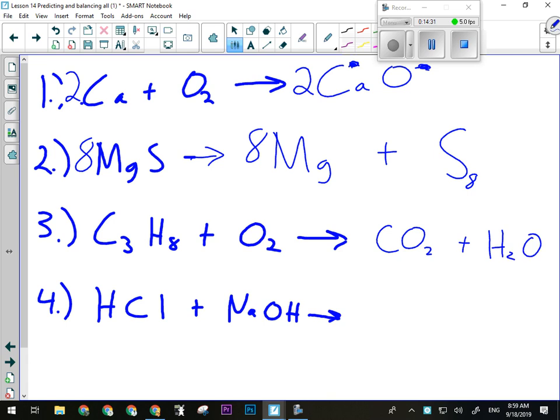All right, then I need to balance the whole thing. Do I need the rule of 2? Nope. All right, so I'm going to put a 3 here. I'm going to put a 4 here. And then 3 times 2 is 6, plus 4 more oxygens is 10. 5 times 2 is 10.